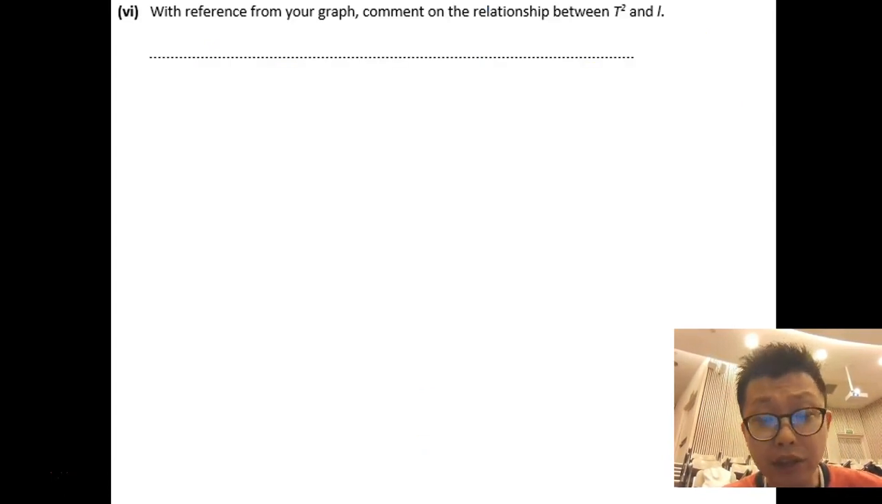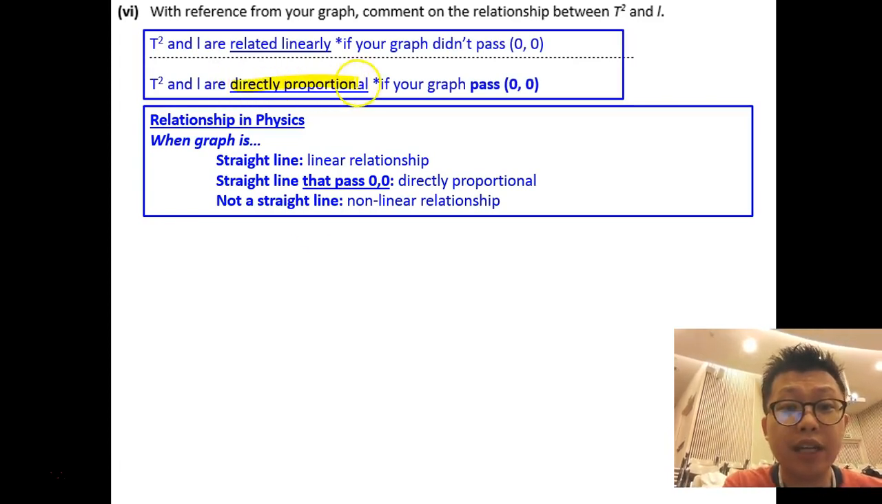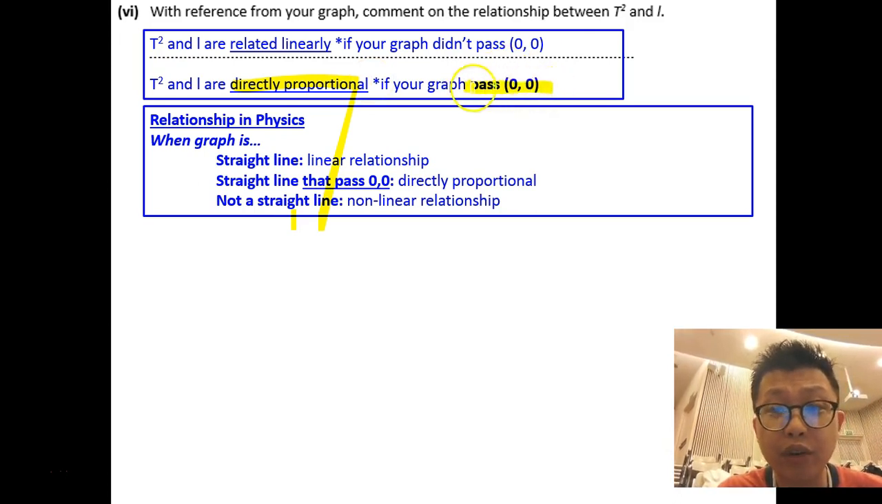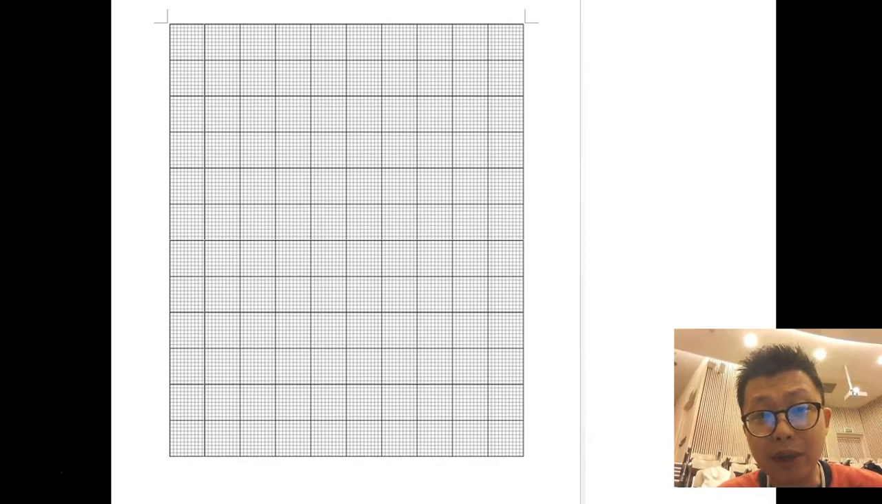As to commenting on the relationship, like I say in class, there are 3 relationships: linear, directly proportional, and non-linear. So the common mistake is that some of you have indicated that they are directly proportional. Now, in order to do that, you need to give me proof that your graph passed through 0, 0. Meaning that you need to prove to me that when you use the equation y equals to mx plus c, the c is 0. And that when you sub in 0, 0, it actually makes sense.